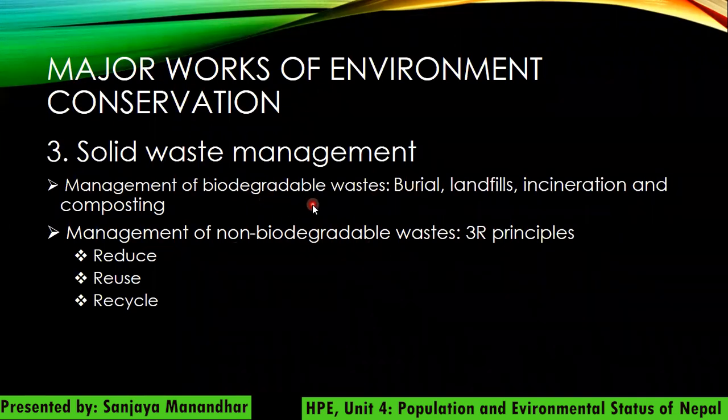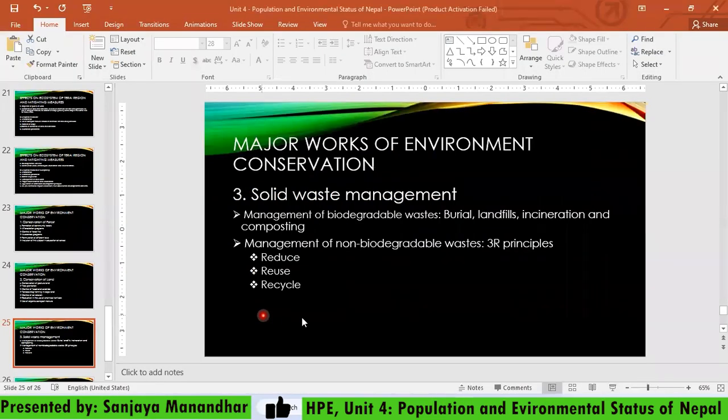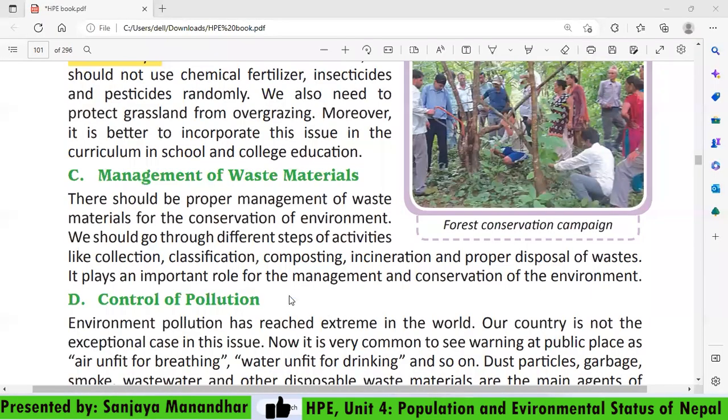So biodegradable means which can be degraded, which can be decayed. Non-biodegradable, which cannot be decayed. So for biodegradable waste, how can we manage? We can do burial system, landfill system, incineration system, and composting system. By these methods, we can manage them. And for non-biodegradable waste, we can use 3R principles: reduce, reuse, and recycle. I will not tell in detail about this. You might have read yourself.